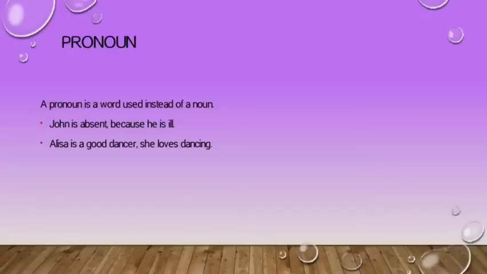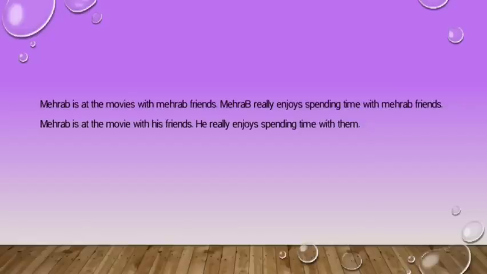Let's have a look into this example. Mehrab is at the movie with Mehrab's friends. Mehrab really enjoys spending time with Mehrab's friends. Now, of course, that sounds really stupid, and that is because we keep repeating Mehrab, Mehrab, Mehrab. That is very unnatural. We do not talk like that. To avoid that kind of repetition, we use pronouns. So we can say Mehrab is at the movie with his friends. He really enjoys spending time with them.